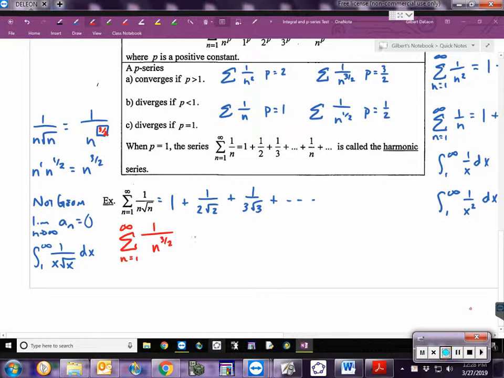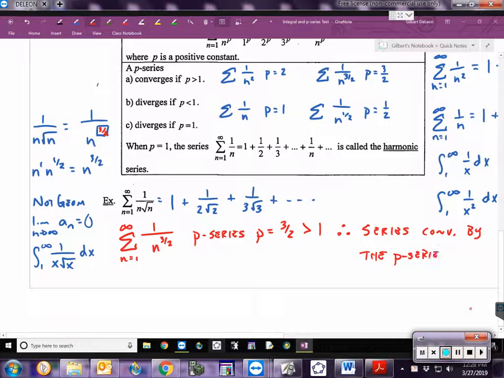And then we see that this is a p-series. P equal to 3/2, which is greater than 1. Therefore, this series converges by the p-series test. That is p-series.